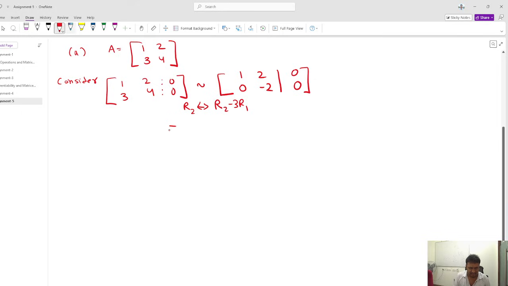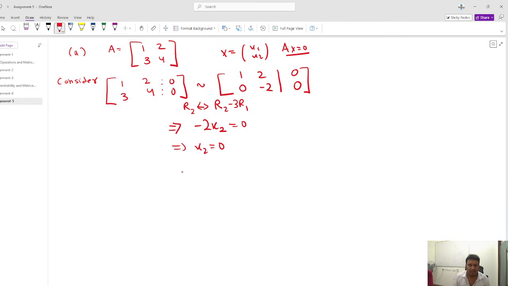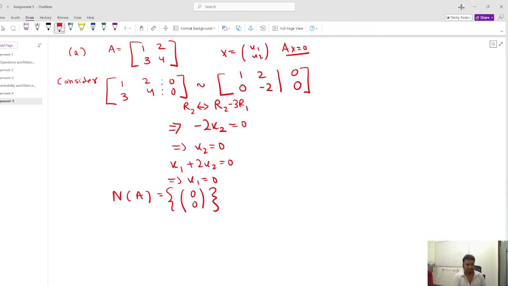So if your vector x is (x1, x2) and you are looking for solutions of Ax equal to 0, then minus 2 x2 is 0. What does this imply, guys? This implies x2 is equal to 0. And from the first equation, x1 plus 2 x2 is 0, which means x1 is also 0. So what is the null space of this matrix? It is just the singleton zero vector.